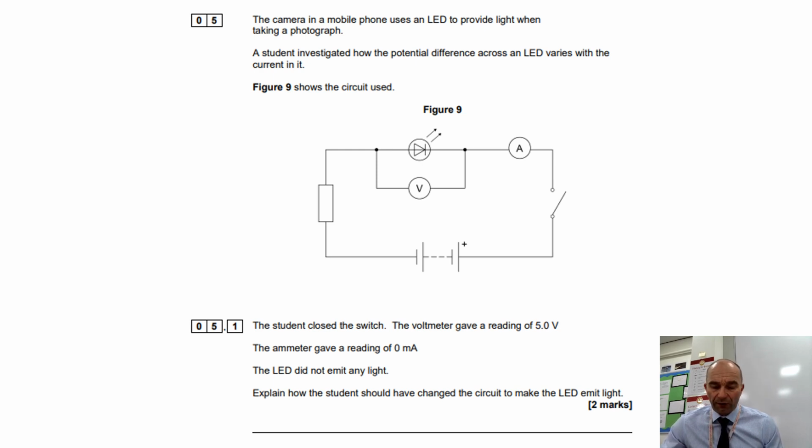Now the student closed the switch. The voltmeter gave a reading of 5 volts, but the ammeter gave a reading of 0 milliamperes. The LED did not emit light. So explain how the student should have changed the circuit to make the LED emit light.